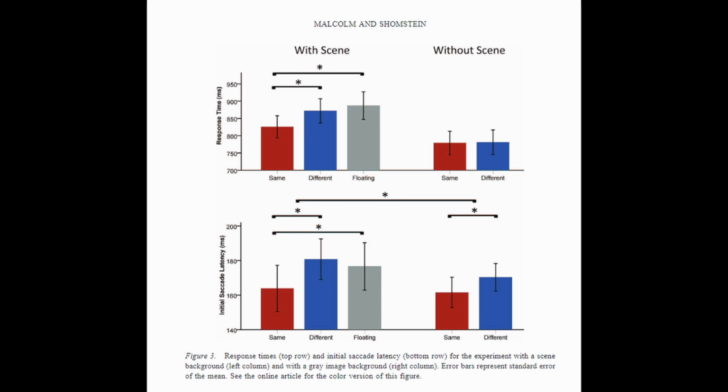2. Object versus space. When a target appeared on a different object or floating in space, participants' response times were slower. However, there was no significant difference between targets that appeared on a different object and those floating in space. This indicates that the attentional benefit comes from focusing on the same object, not just from attending to a specific location in space.